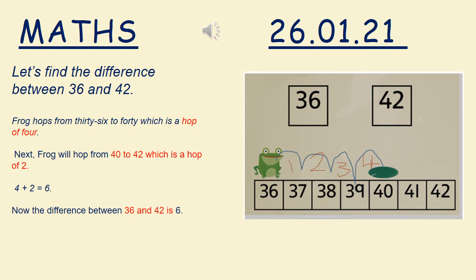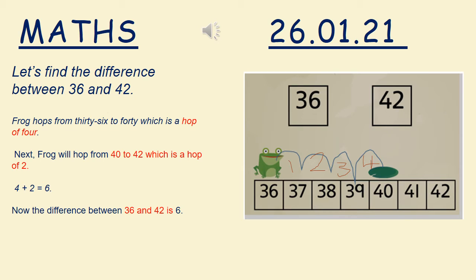Okay, let's find the difference between 36 and 42. Look at the right hand side of the slide. You will see 36, 42, and then you see a number line there. Now frog is going to start hopping from 36 because it is the smaller number, and then it will hop to 40. That is the next multiple of 10. So let's hop with frog from 36. 1, 2, 3, 4. So frog does 4 hops.